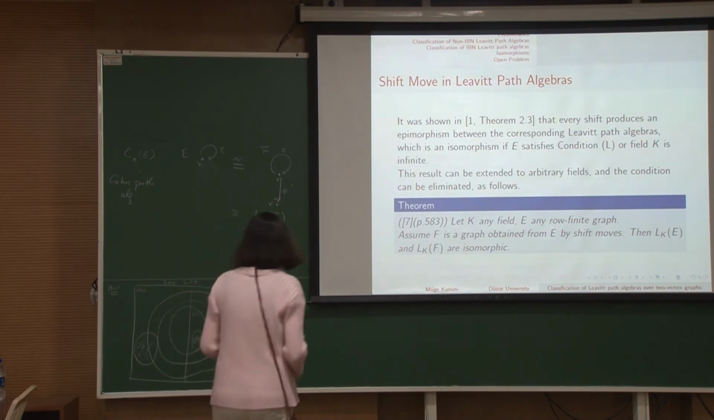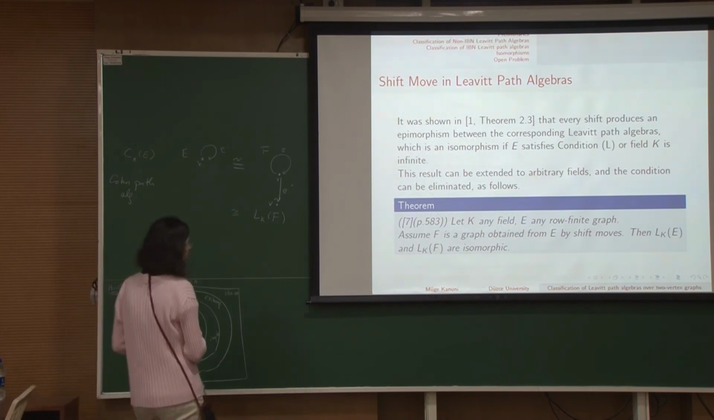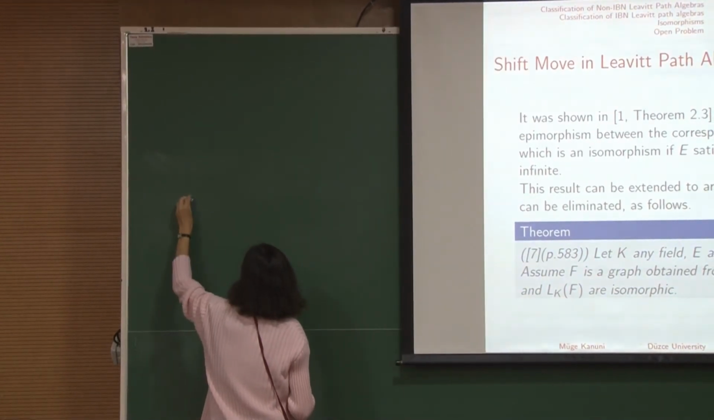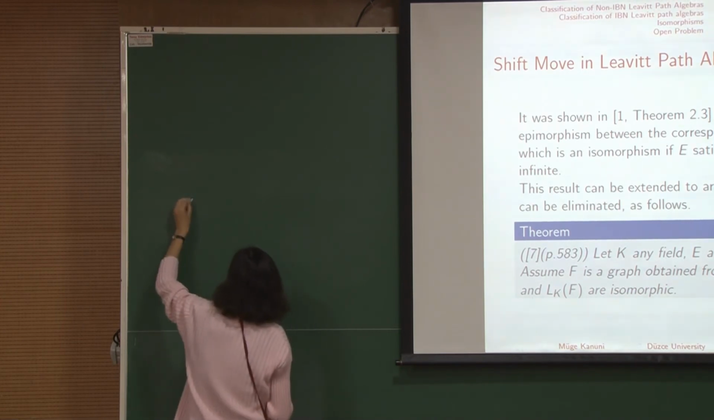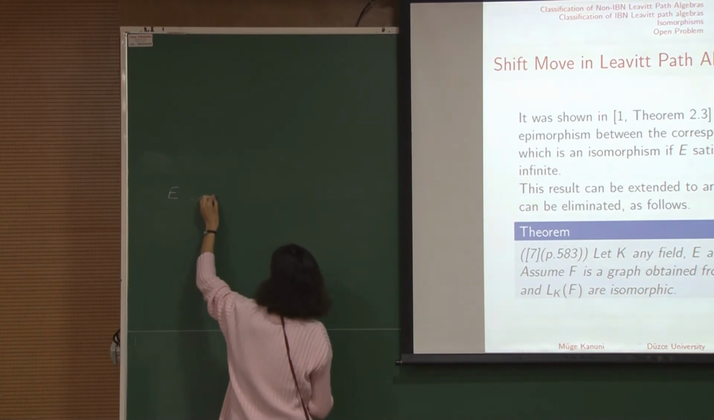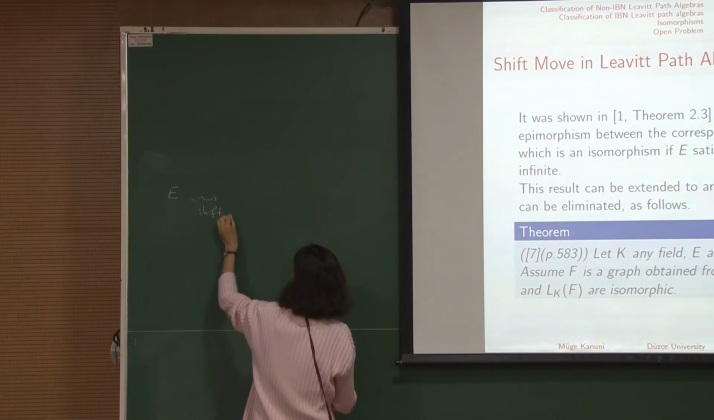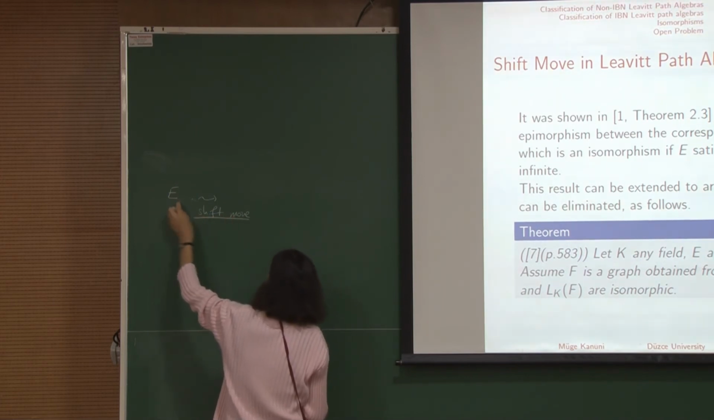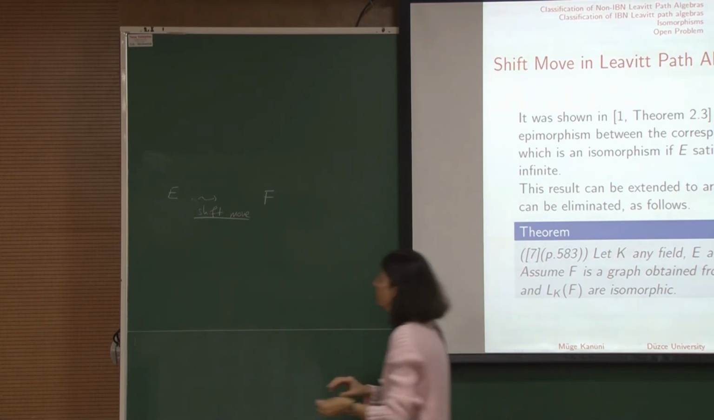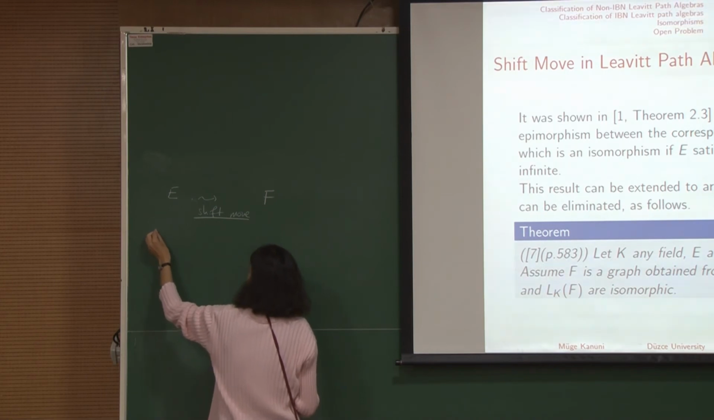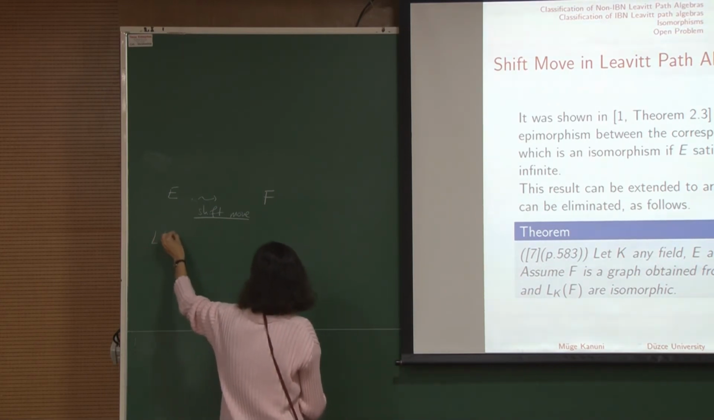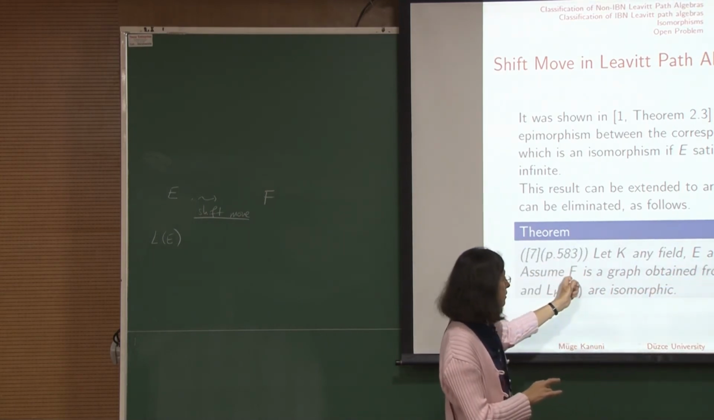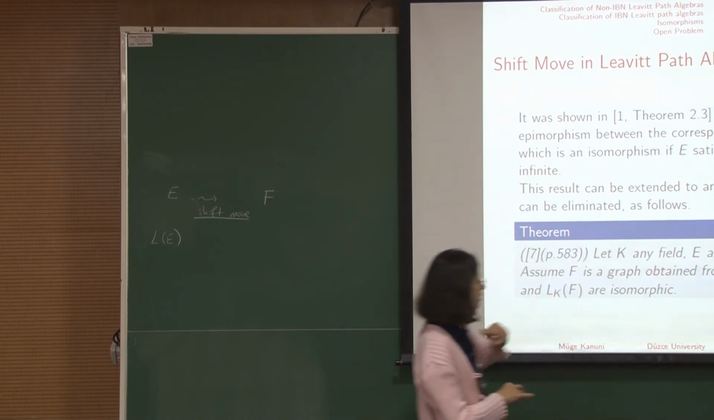Now, the isomorphism problem. Before I tell you what the shift move is, let's say, take a graph E. I'm going to do this on an example. There is something called a shift move that from this graph E, you produce another graph F. And it is proved that if you perform a shift move to a graph E and produce F, then E being a row finite graph, the Leavitt path algebras L_K(E) and L_K(F) are isomorphic.